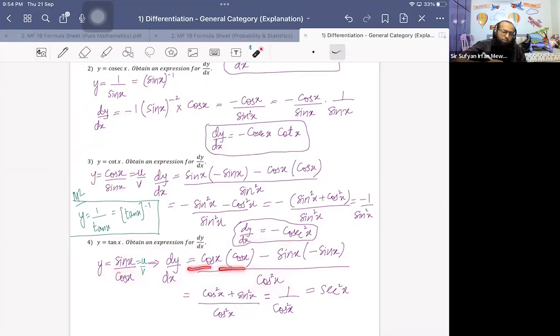So cos x into cos x minus sin x into minus sin x divided by cos square x. It becomes cos square x plus sin square x divided by cos square x. Cos square plus sin square gives us 1. In the denominator, we have cos square. So 1 over cos square gets converted to sec square, because 1 over cos is sec, so 1 over cos square is sec square x.